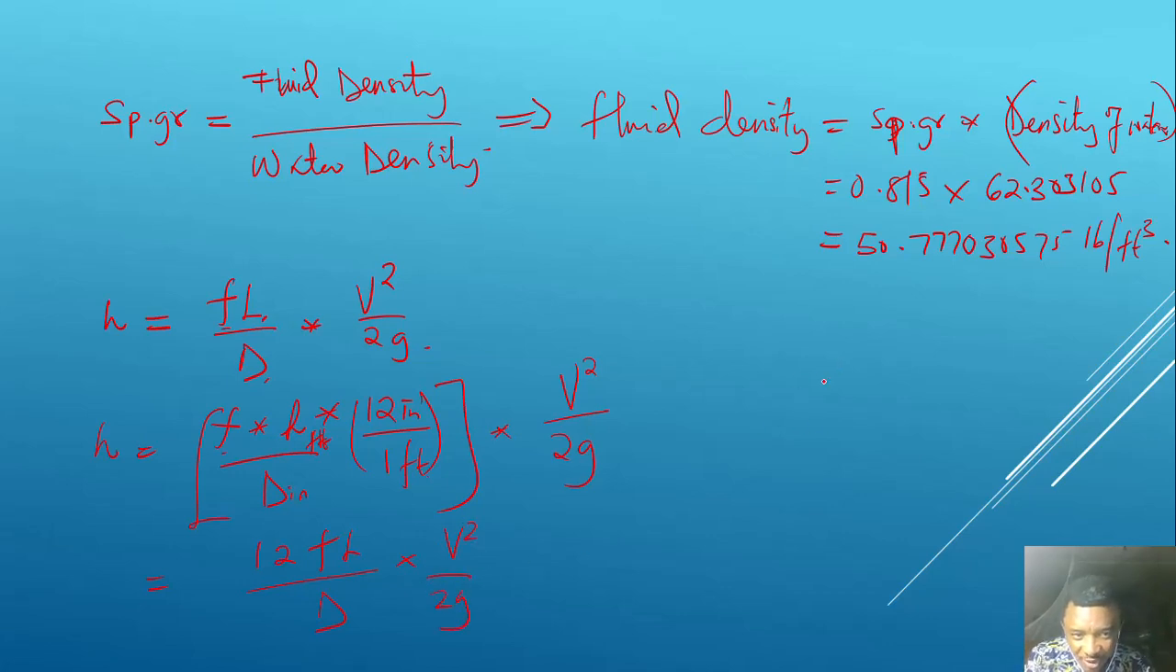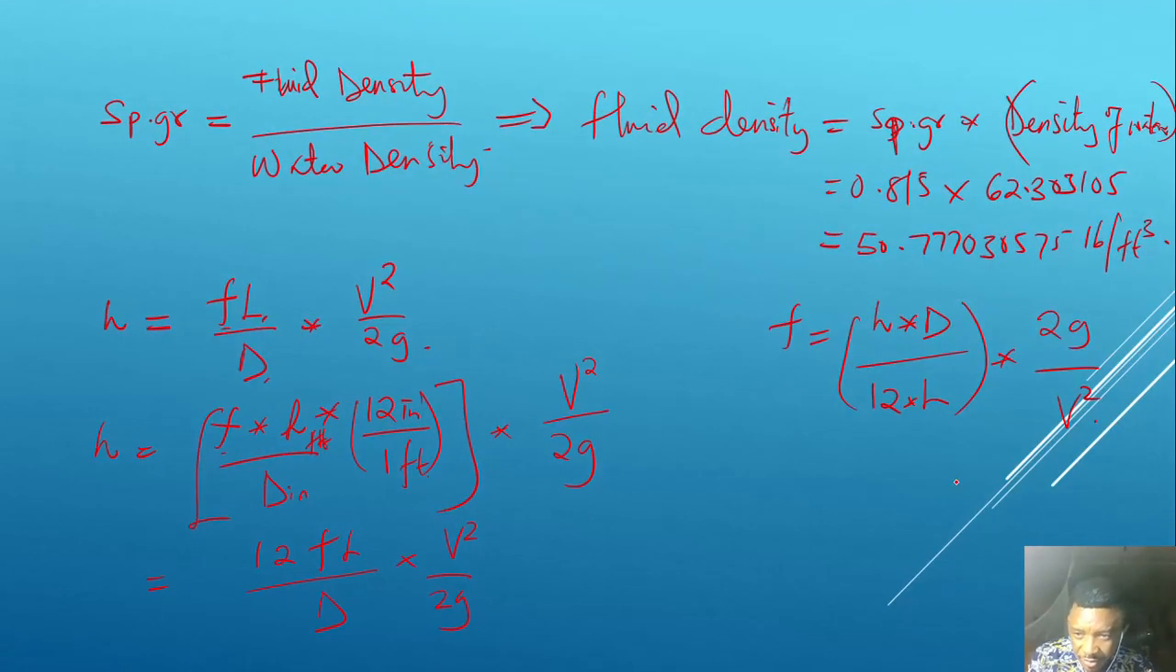So now let's come over to this. We're looking for F, making F the subject of the formula. So we'll say F will now be equal to the head loss times internal diameter divided by 12 L times 2g divided by v square. So this is the formula we're going to use. So now we're going to go back to Excel to do that.